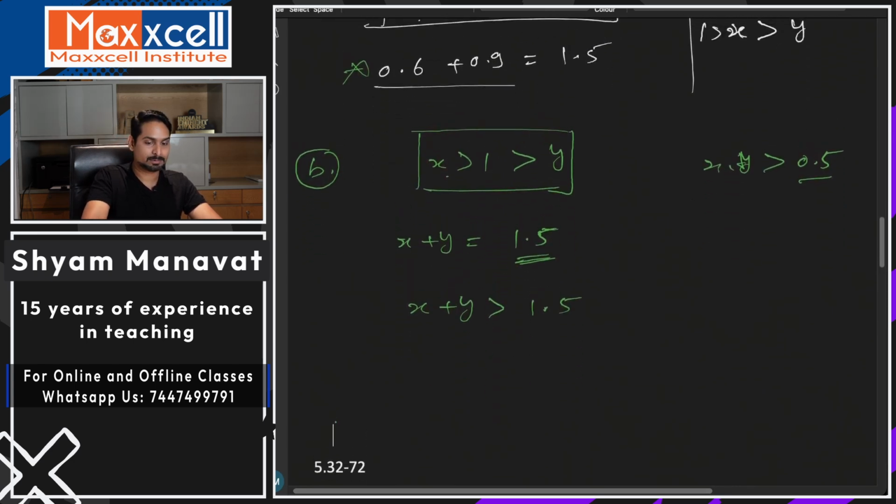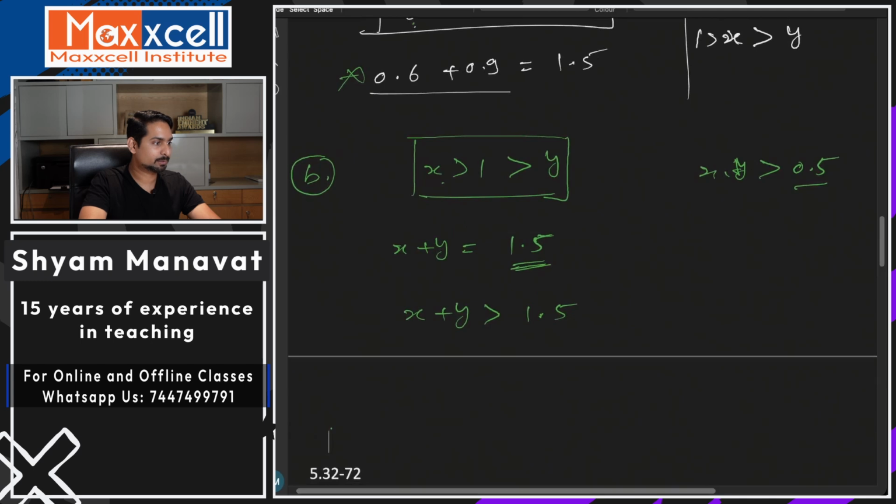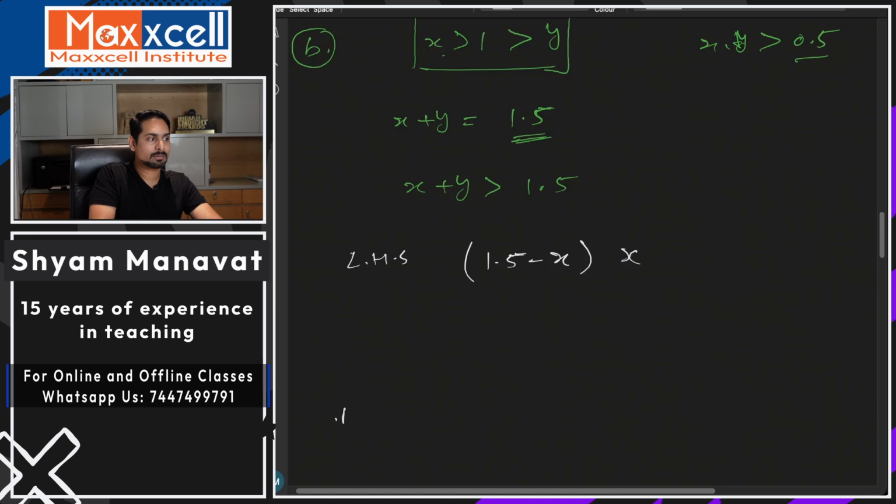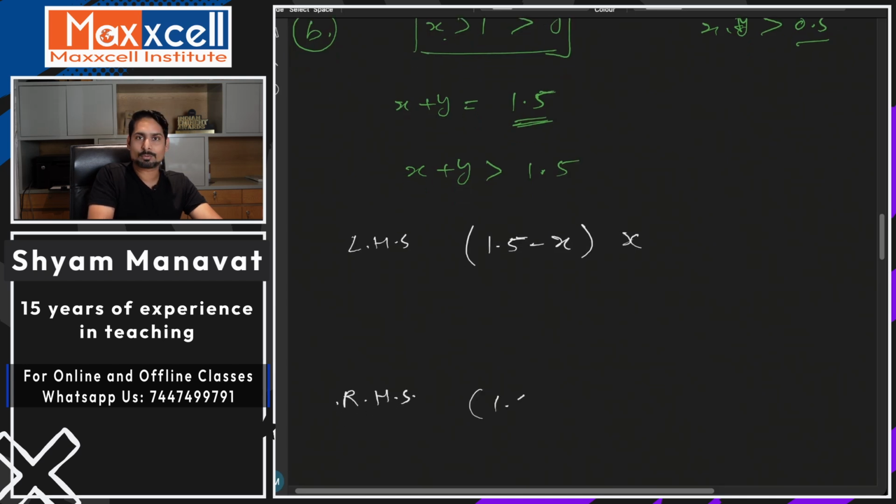Okay. So let's try option number B and see what's happening here. Take some random values and try this out. So again, LHS, left hand side, is what? 1.5 minus x into x. I'm trying to explain this to you with logic. If you take values, it is not always correct, but we need to take values so that we understand how to apply logic. So that's why some values we need to substitute and try this out.